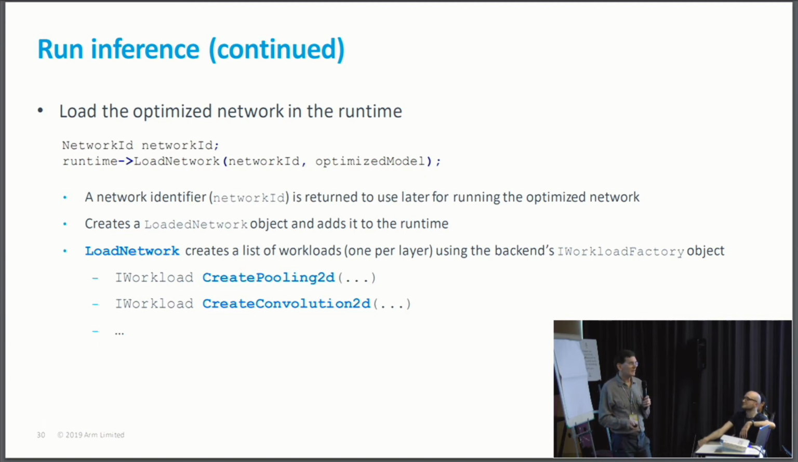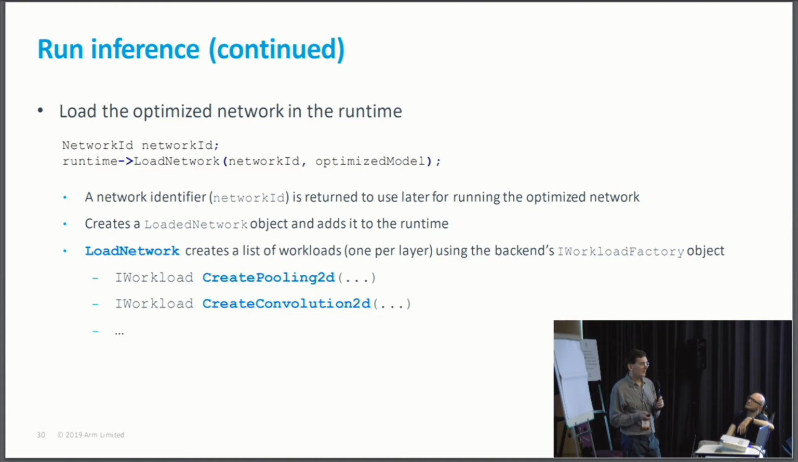Then we have to load the network. We pass the optimized model to the load network method on the runtime. This will generate a network ID, and it will also return a success or failure. The network ID is used later for running the optimized network, and this method creates a loaded network object and adds it to the runtime.